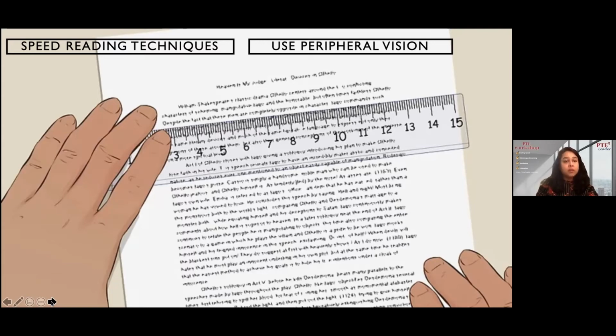So the peripheral vision technique is also useful. It helps to focus on the main thing in the sentence instead of reading word by word from the beginning to the end.